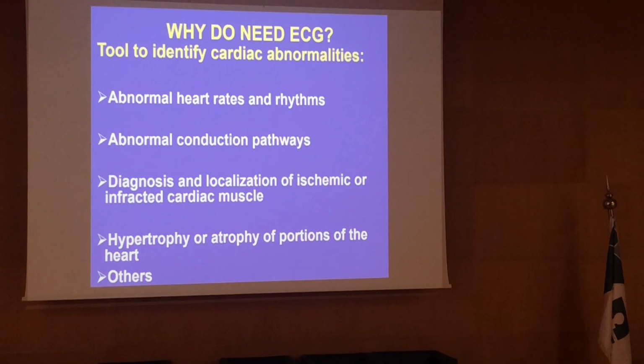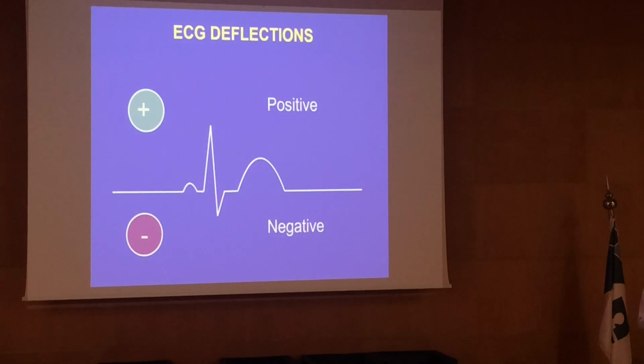If there are conduction problems, first degree, second degree, third degree, how do we know? By looking at the ECG. We cannot diagnose it by any other modality. If there is ventricular hypertrophy or atrophy, the ECG is an important diagnostic tool, and then we go for more specific tests like echocardiogram to look for the hypertrophy or atrophy. Others include medication effects and more. So there are many diagnoses that we can get from the ECG. Okay, let's go to the basics of the ECG. So this is the line in the ECG machine.